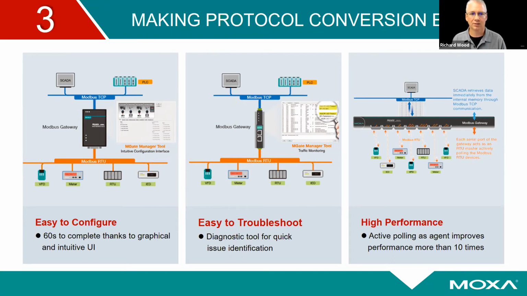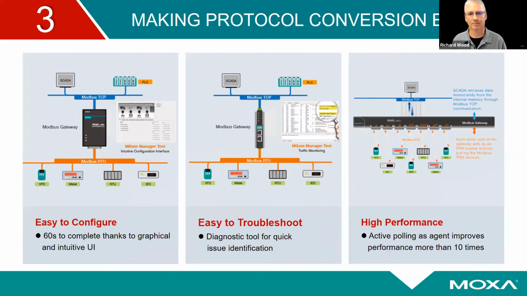The second is if you've ever tried to troubleshoot, say, a Modbus connection, you've got Ethernet on one side and serial on the other, and you're trying to match them up using two different tools. Well, we've combined that into our EMGate Manager tool that allows you to monitor both the Ethernet and the serial traffic in one screen, and very quickly see where things aren't going through and get up and running quickly.